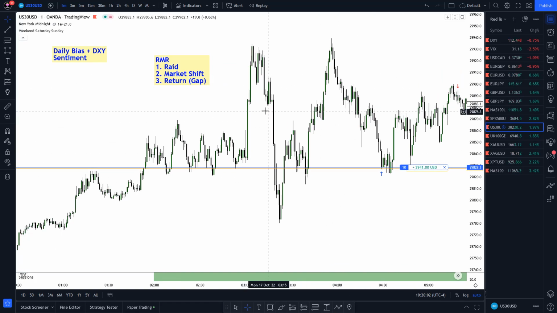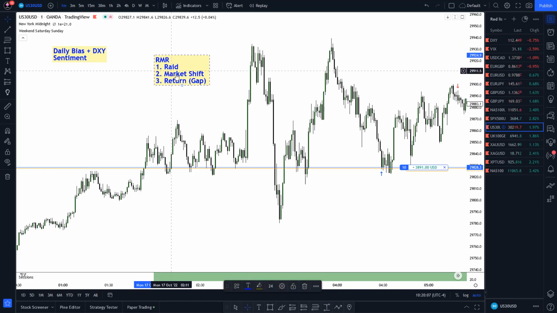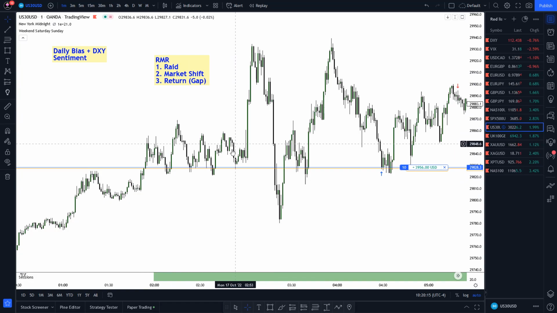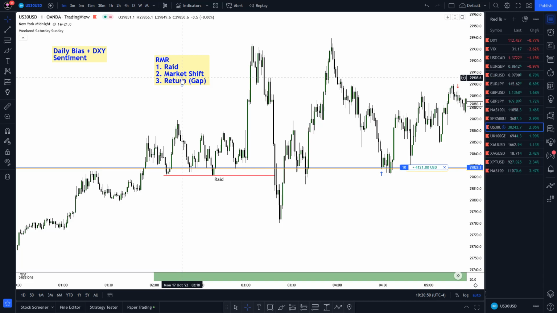If you've watched any of my previous videos, you're pretty familiar with the RMR pattern, where first we look for a raid. If we have a look at price during the London Open, we have some relative equal lows over here, and as soon as price reaches through that area, this is what we can call the raid. After the raid, the next thing we look for is the market structure shift. So we've had a bearish raid, and the next thing we look for is a bullish market structure shift. As soon as these swing highs over here are broken, this is called the market structure shift. So price is now bullish.